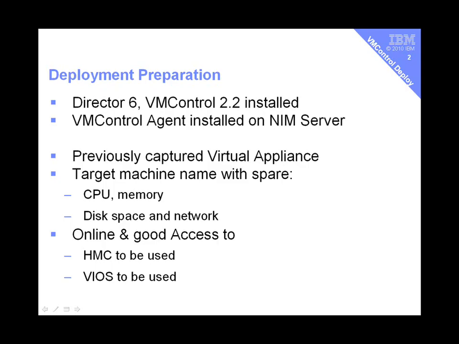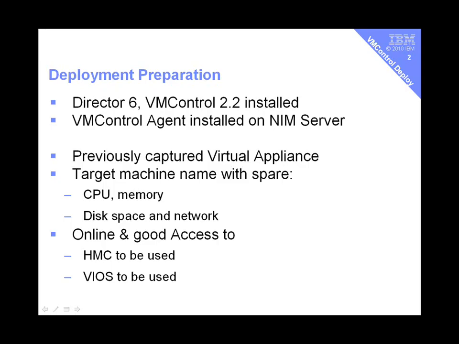Of course, we've got to have somewhere to put this new virtual appliance, so we need a target machine. And note there that Director by default will pick up the names of machines from your HMCs, and by default they will be using the serial numbers of the machines. So you have to know the serial number of your target machine. You can rename those on the HMC, or you can rename those in Director if you want to. But you have to know which machine you want to put the new logical partition on.